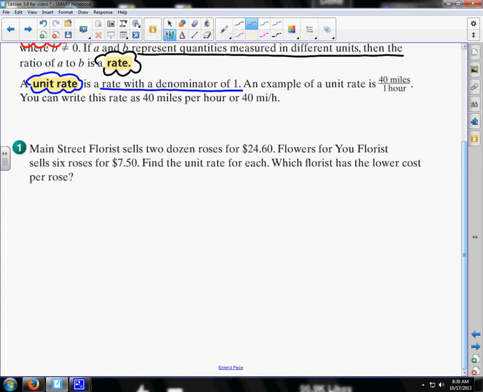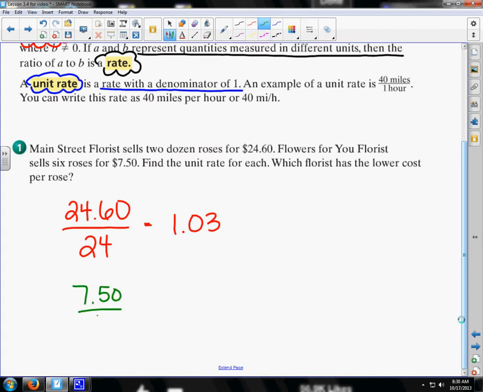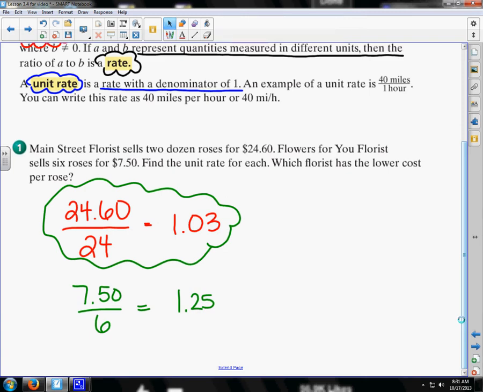Okay, so I'm going to set up my ratio. So I have 24.60 divided by 24. So each rose there, 24.60 divided by 24, is $1.03 if I round. That is the first one. The second one is $7.50 for 6 roses. $7.50 divided by 6 is $1.25. Which florist has the lowest cost per rose would be the first one, Main Street Florist.